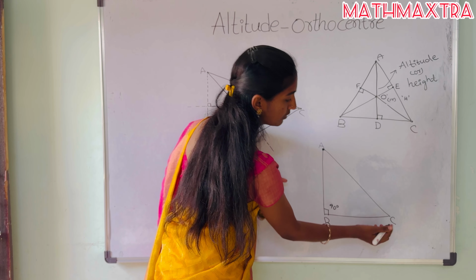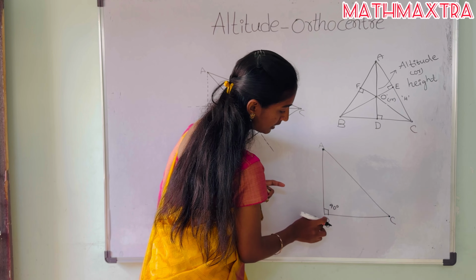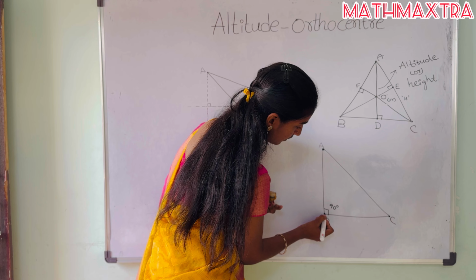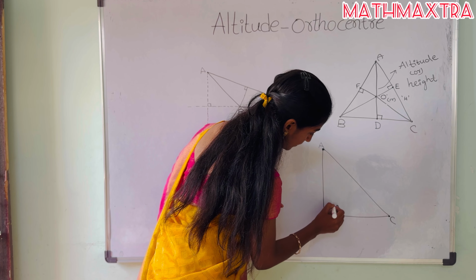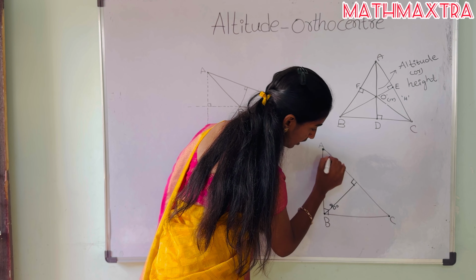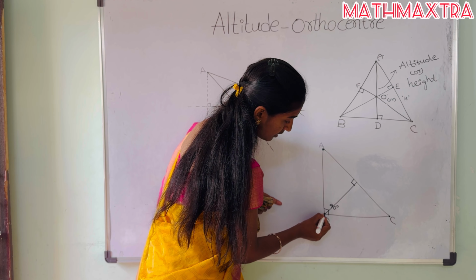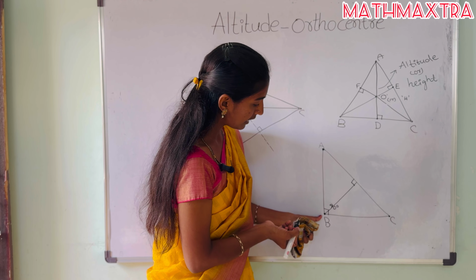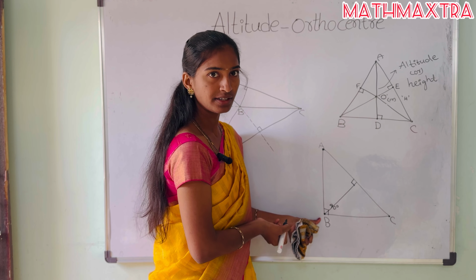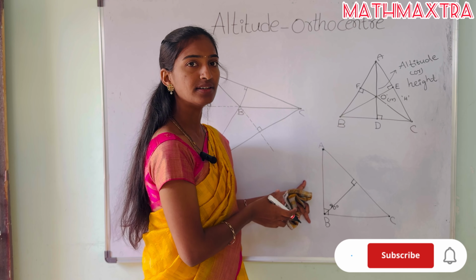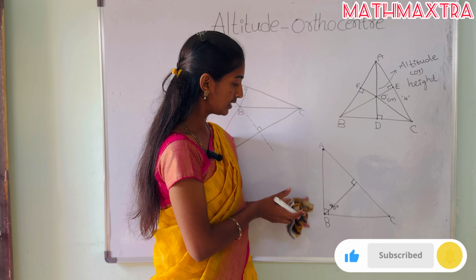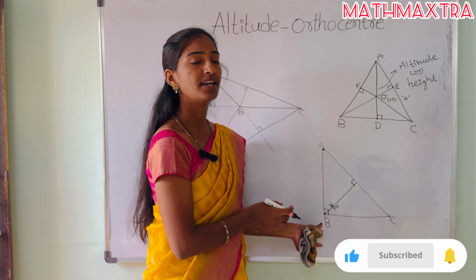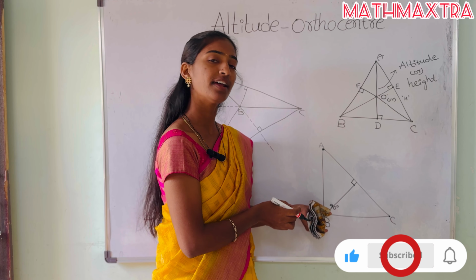And from this vertex, we are drawing a perpendicular onto the opposite side. This is this only. And from this vertex, we are drawing a perpendicular to the opposite side. So where is the concurrency of all these three altitudes? See, here at the point B only, right? So when you consider a right angle triangle, what happens? The concurrency of the altitudes is always at the vertex which is at the right angle.